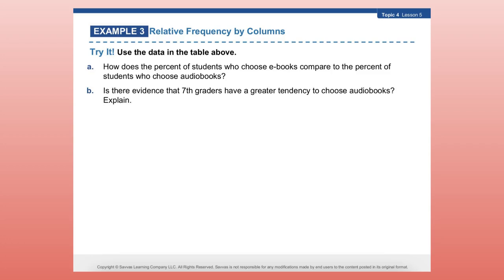All right, this is the try it at the bottom of page 247. You're going to want to use the completed two-way frequency, relative frequency table that we just talked about in order to answer A and B. So go ahead and answer those, and when you come back, I will have your answers ready for checking.